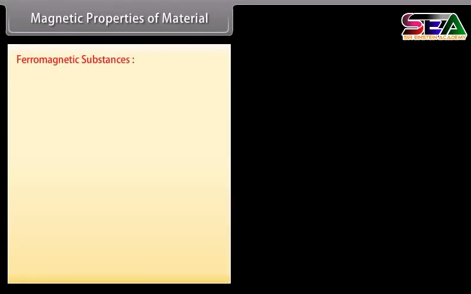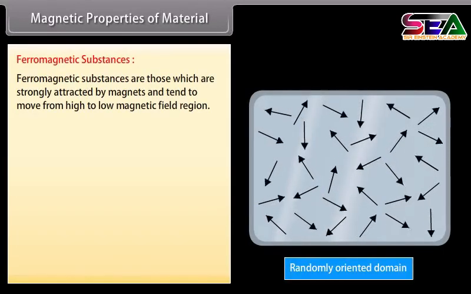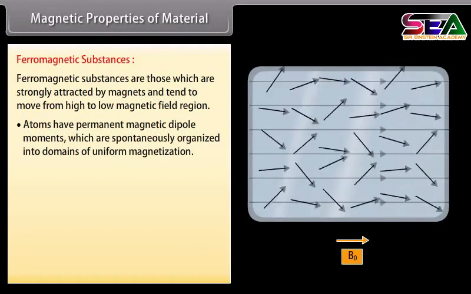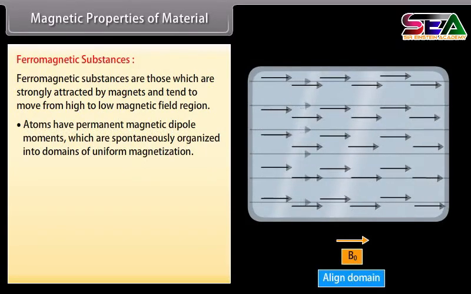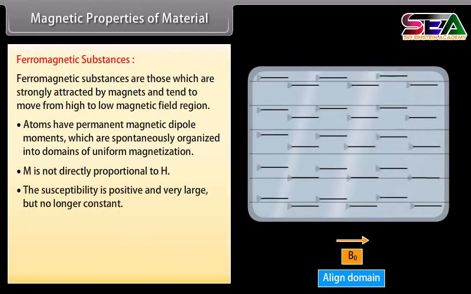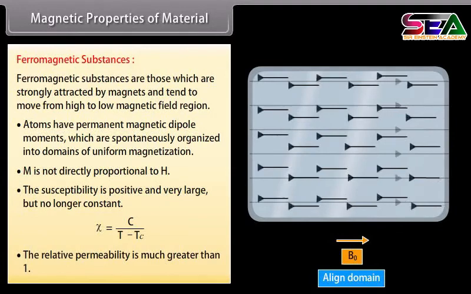Ferromagnetic substances. Ferromagnetic substances are those which are strongly attracted by magnets and tend to move from high to low magnetic field region. Atoms have permanent magnetic dipole moments which are spontaneously organized into domains of uniform magnetization. M is not directly proportional to H. The susceptibility is positive and very large, but no longer constant. Xi is equal to C upon T minus Tc. The relative permeability is much greater than 1.